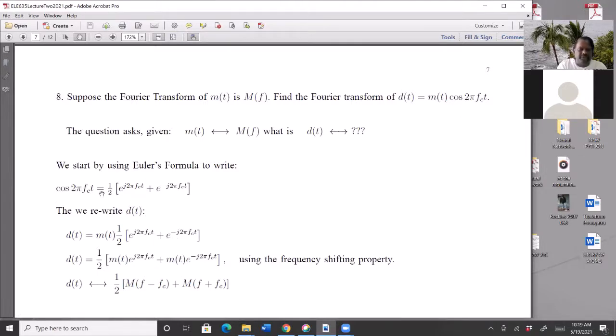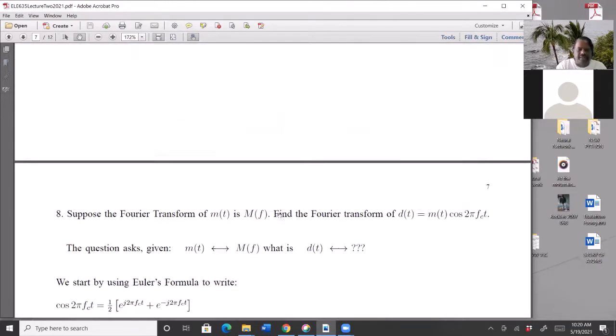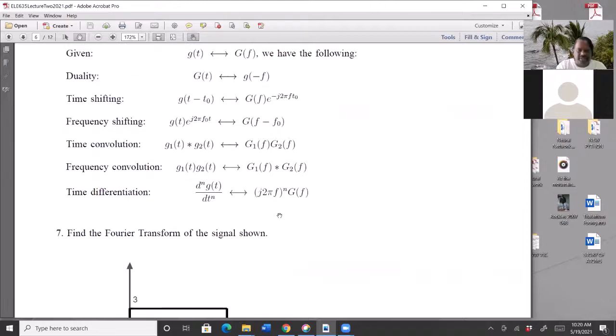Instead of multiplying by cos 2 pi f c t, we are multiplying by half e to the plus j and e to the minus j. Then I just take the m of t inside and leave the half. And then I look at the Fourier table, what happens when I multiply a signal by e to the j 2 pi f c t. And that's connected to the frequency shift. See, if the Fourier transform of small g is capital G, what is the Fourier transform of small g multiplied by e to the j 2 pi f0?